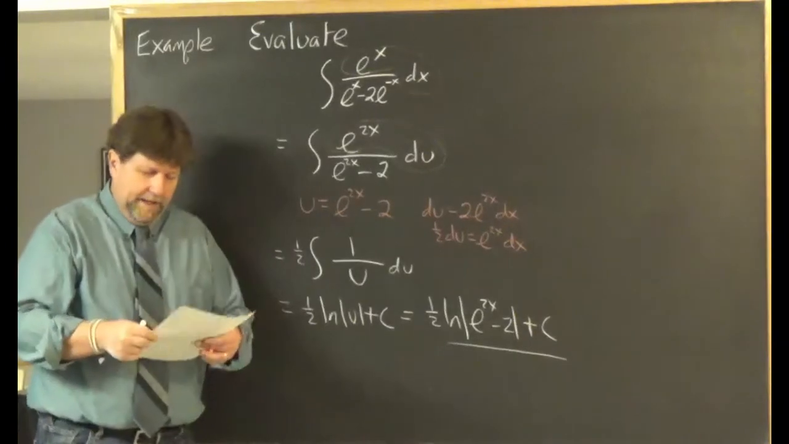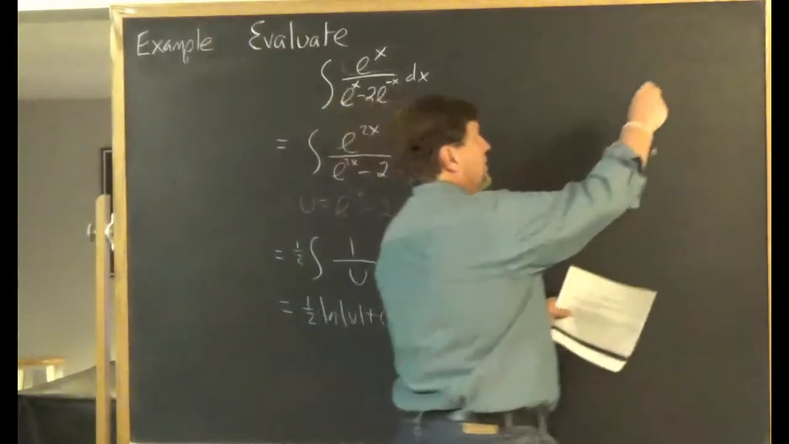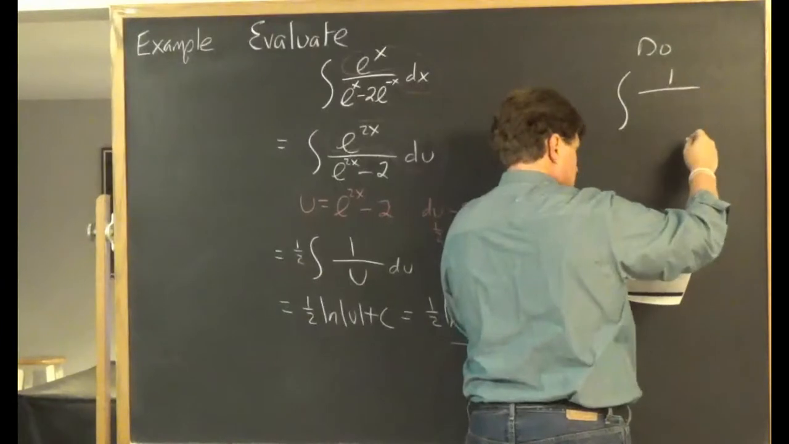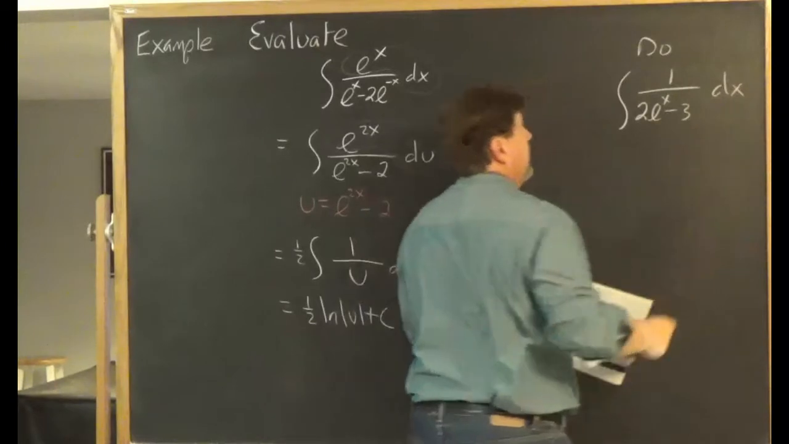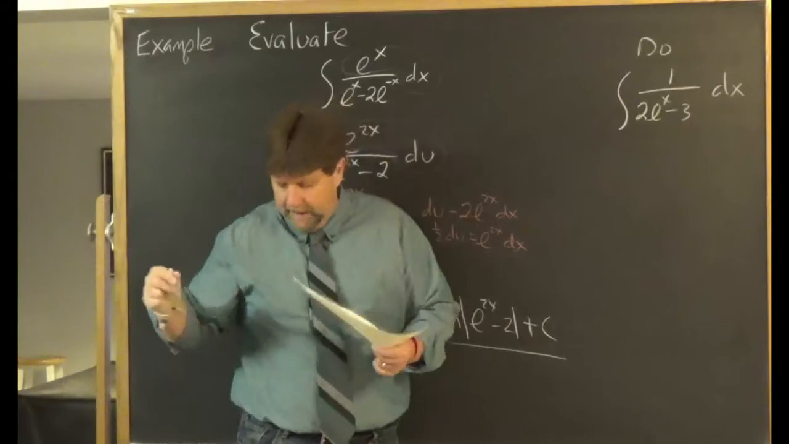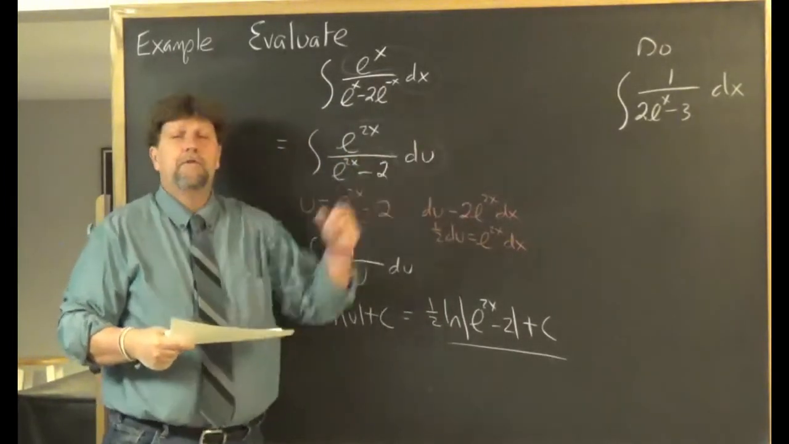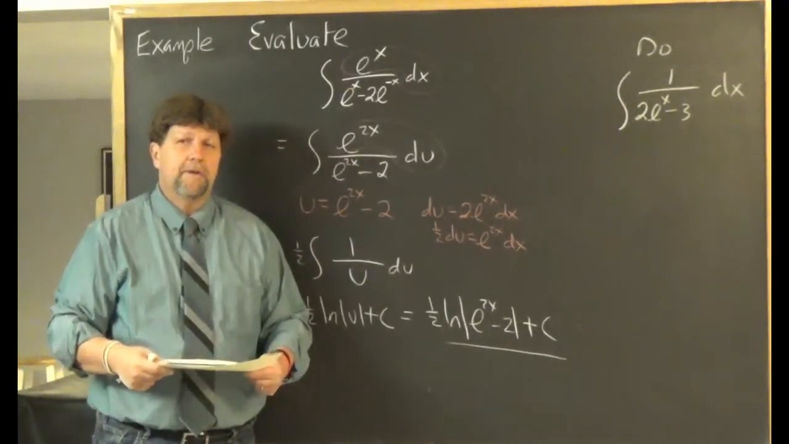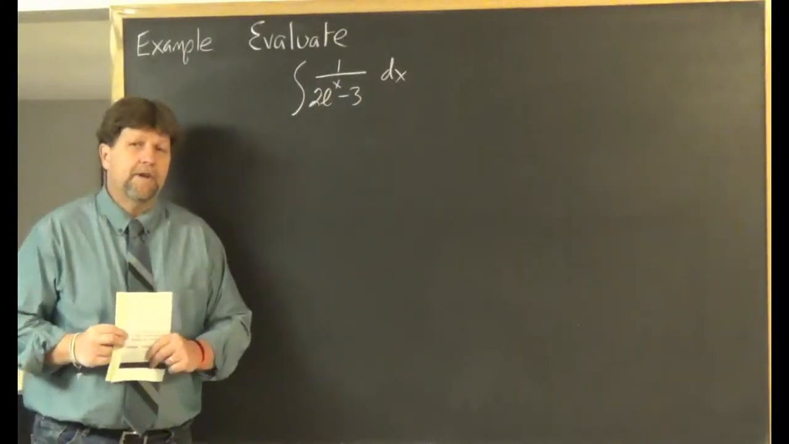So here, I have one for you I'd like you to practice. I'm going to write it over here on the board. So here's one I want you to do. I want you to integrate 1 over 2e to the x minus 3 dx. So you know the drill. Pause the video. Do that one. After you've done it, restart the video, and I'll be here at the board working through it to make sure you have it correct. All right, so integrate 1 over 2e to the x minus 3 dx.